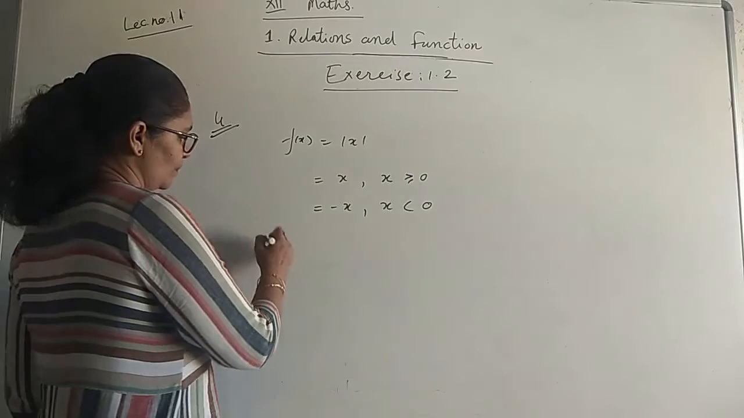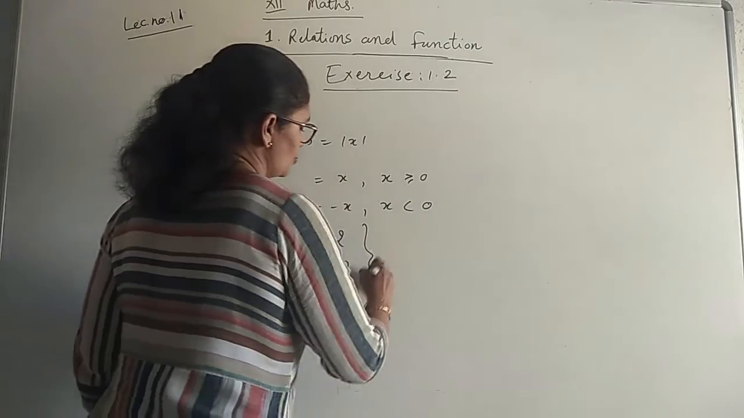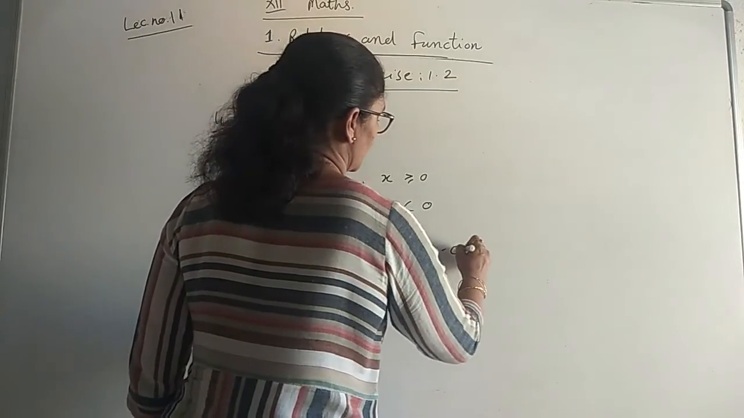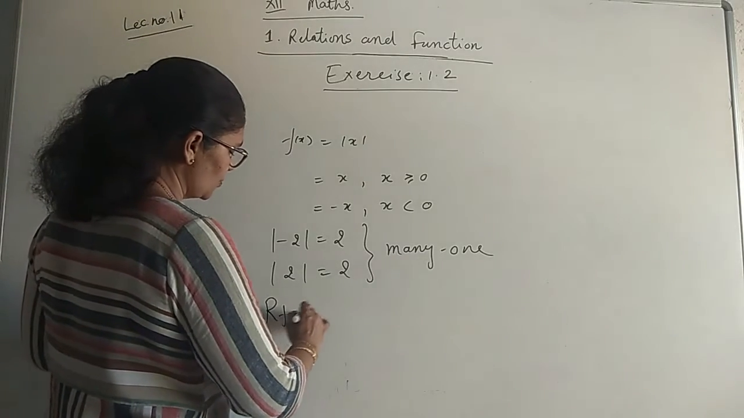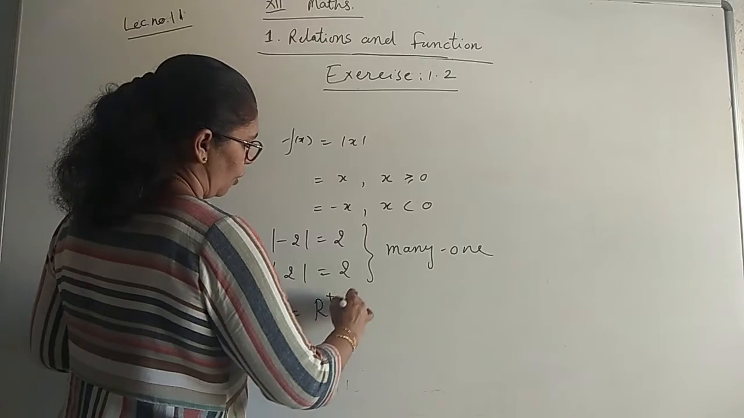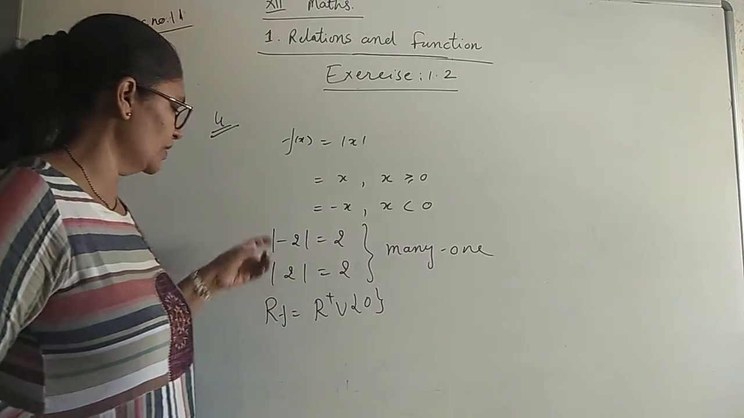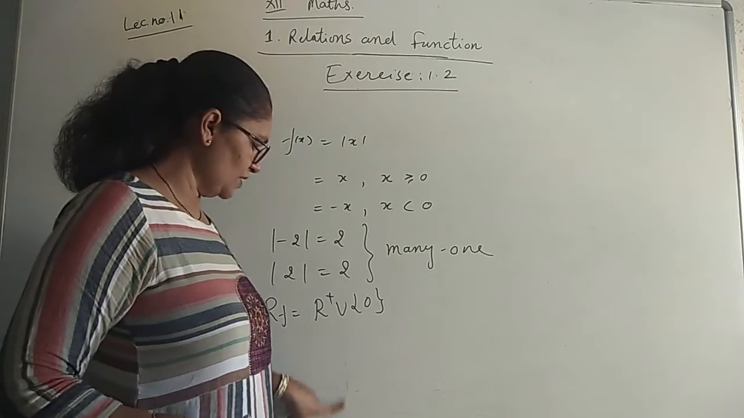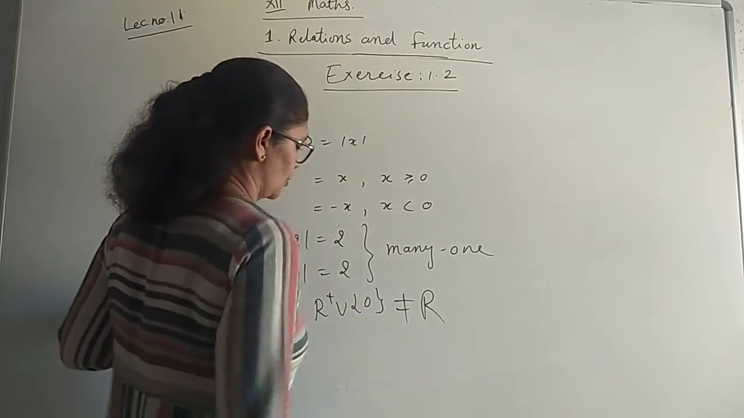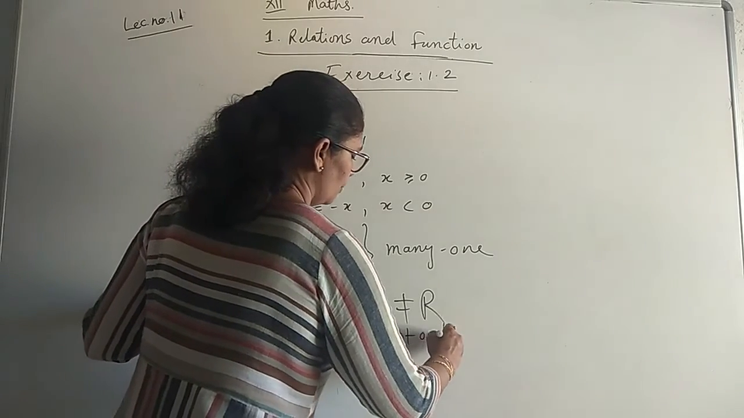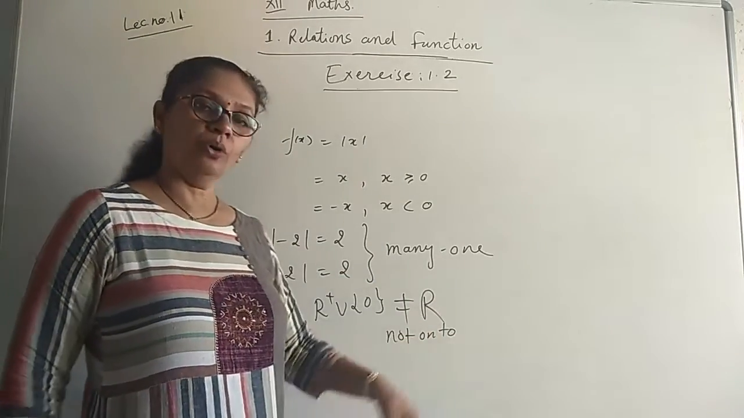But you know very well that in modulus, minus 2 becomes plus 2 and plus 2 is also plus 2. So for many inputs, one answer. So the function is not one-one; it is many-one. Now when you write the range, the range must be all positive numbers or 0, because negative numbers become positive because of modulus. So we get the range as R plus, meaning all positive numbers and 0 only, which is not equal to the set of real numbers. So it is not onto. Both are clear: it is not one-one and not onto.